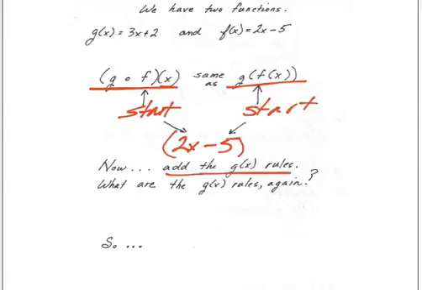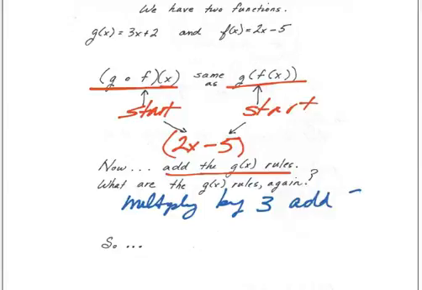Let's remind ourselves. The g function said multiply by 3 and add 2. Isn't that what the g function said to do? All right, so let's start. Where do we start? We start with our f function. That's 2x minus 5. And now what are we going to do to it? We're going to do the g function to it. We're going to multiply it by 3, and we're going to add 2.